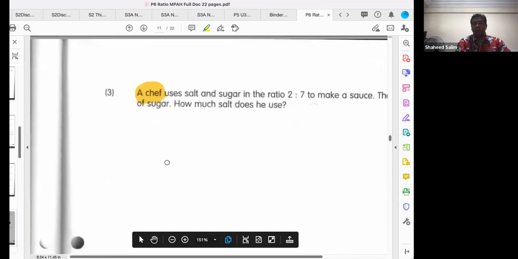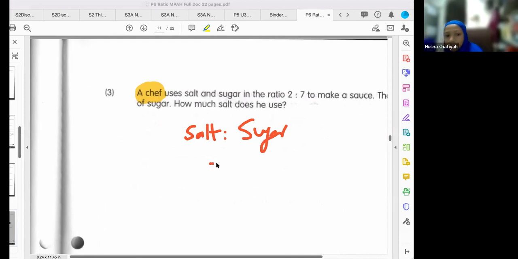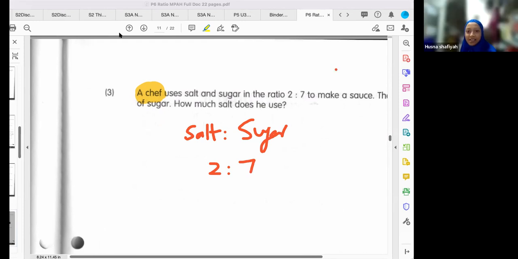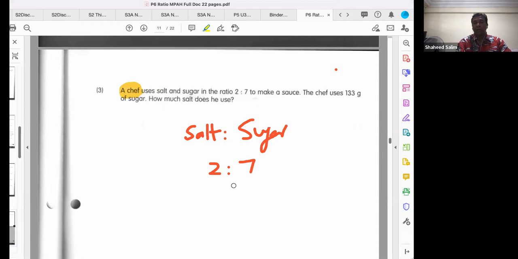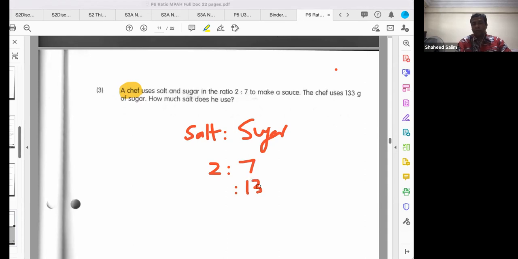Okay, we wait for the rest for a while. For the rest, you can write two groups. One is salt. The other one is sugar. 2 is to 7. Now this one is 133. So it's 133 grams. You have to ask yourself, from 7 grams, how do you make it 133? Take 133 divided by 7, you will get 19. You have to times 19. So do the same thing. 2 times 19, you get 38 grams.